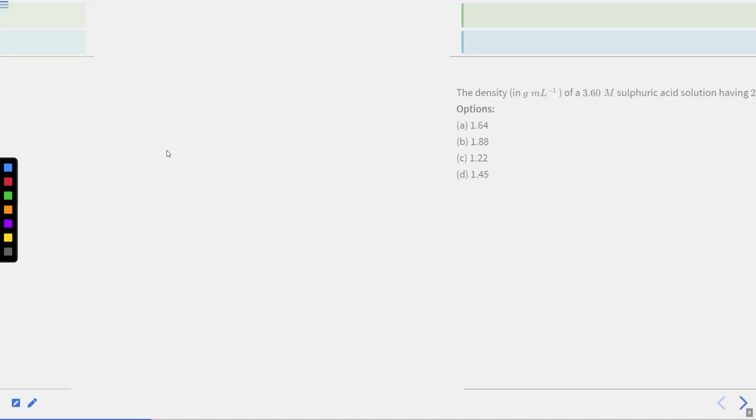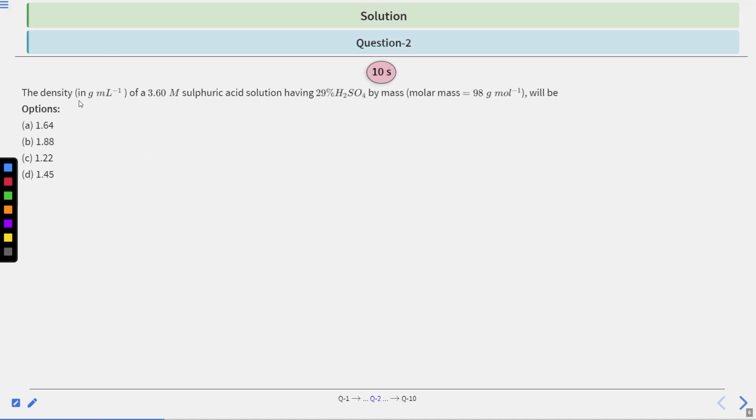Okay, let's move to question number 2. The density in gram per milliliter of a 3.6 molar sulfuric acid solution having 29% H2SO4 by mass will be. Molar mass of H2SO4 is given as 98 gram per mole. Options are 1.64, 1.88, 1.22, or 1.45. So you have 10 seconds to solve the question. After that, we will see the answer.